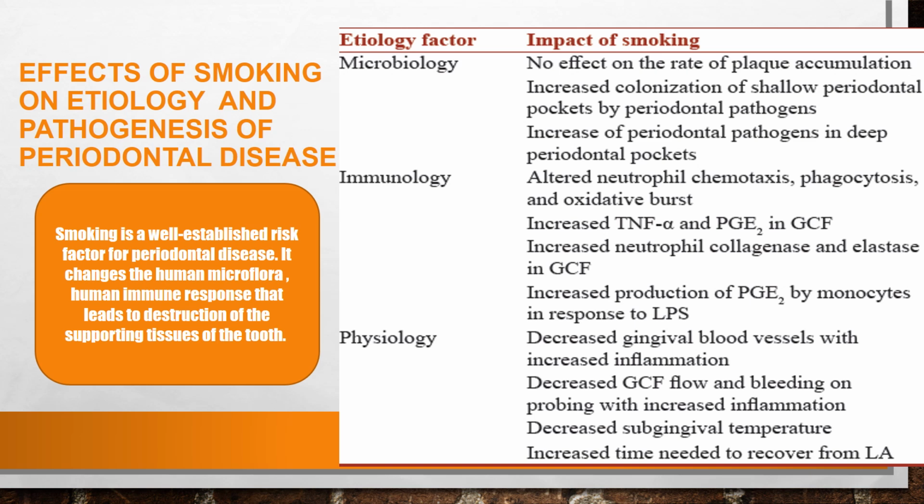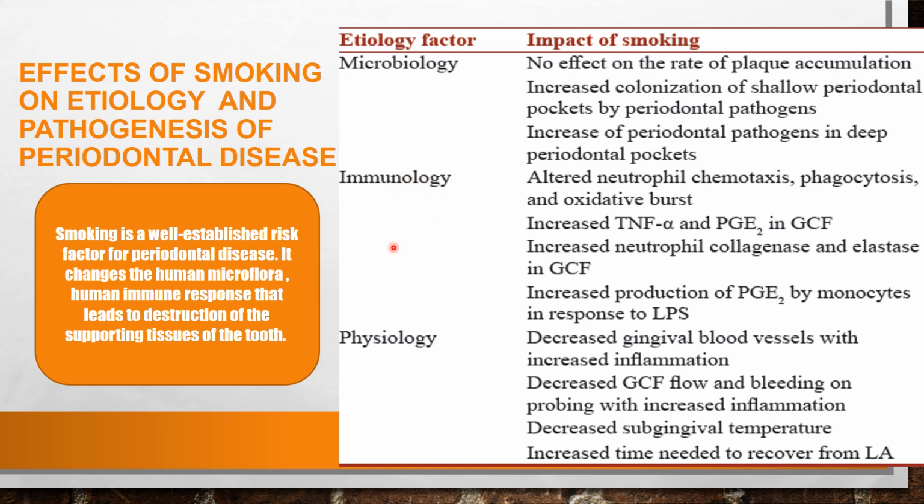So this can affect the microbiological aspect, immunological aspect, and physiological aspect, which changes the human microflora basically and the immune response also, leading to the destruction of supporting structures of the teeth. Based on microbiology, there is no effect on the rate of plaque accumulation, whereas there is increased colonization of the shallow periodontal pockets by the periodontal pathogens. There is also an increase of periodontal pathogens in deep periodontal pockets. These are the changes in the microbiological aspects.